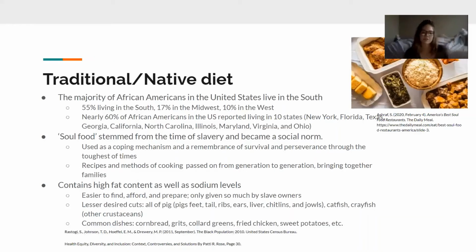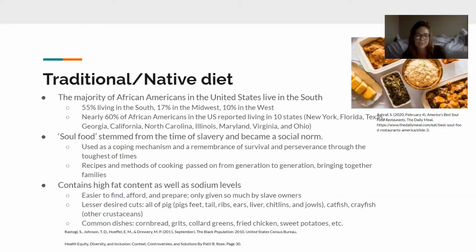Traditional and native diet. So like we said on the geographical slide, the majority of African Americans in the US live in the South. So this is basically where soul food has stemmed from and where it originates. Basically from the time of slavery, this became their norm, as well as now just going through generation and generation. Initially, it was just used because that's really what the slave owners would give them, less desired cuts, as in pig's feet, tail, ribs, ears, livers, chitlins, and jowls, catfish, crawfish, other crustaceans.